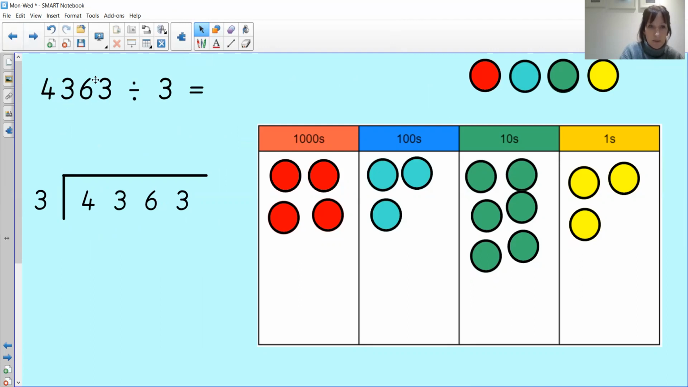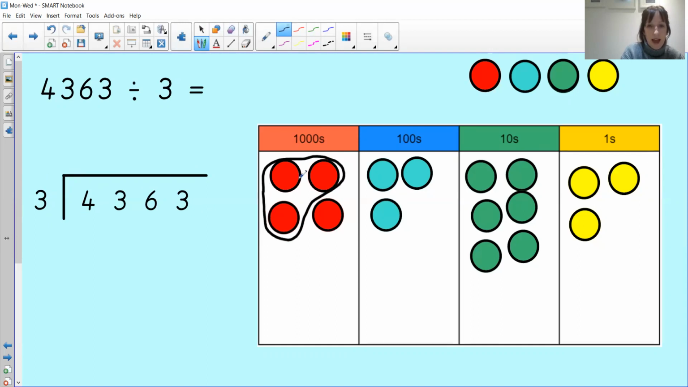4,363 children divided by 3, because they're going in groups of 3. I've got my written method here, and I've made the number with place value counters as well, just to help me understand and just make that learning a bit more secure. So this time, our divisor is 3, so we are in groups of 3. So let's see how many groups of 3 I can make out of 4.